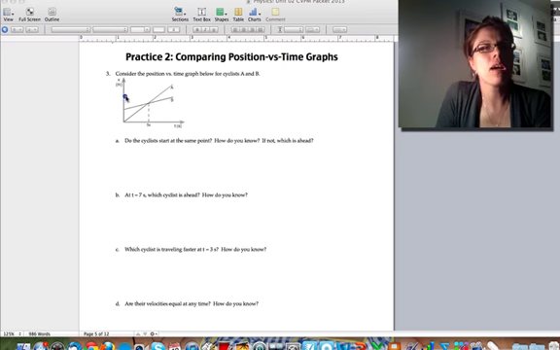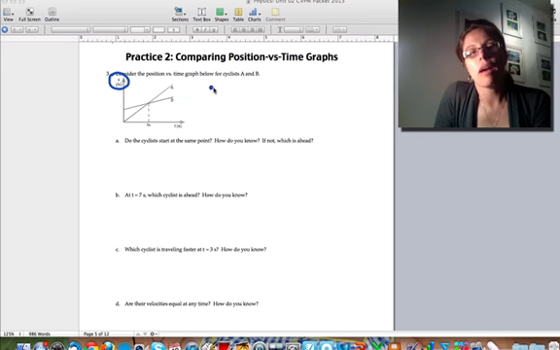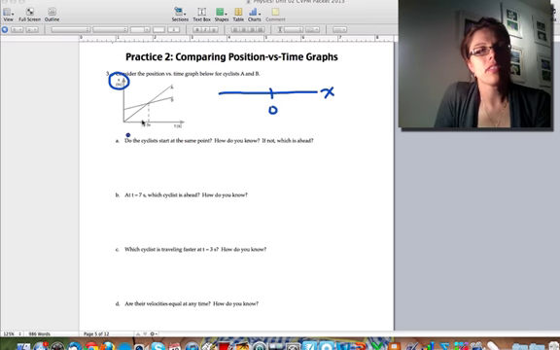So the first problem of Worksheet 2, you have a position time graph, and instead of writing the whole word position, you could just write x, because we're going back and forth on the number line, which we're calling x. And we have two objects, two cyclists, cyclist A and cyclist B. Do the cyclists start at the same point? How do you know? If not, which is ahead?